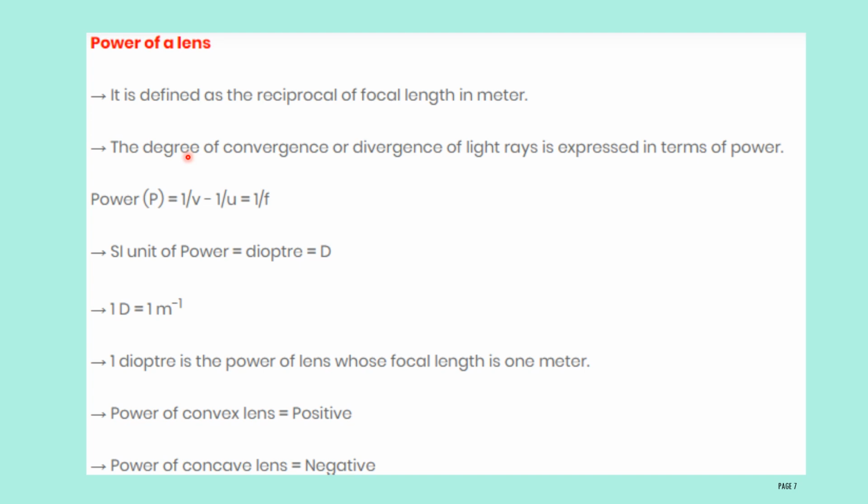Then the formula: P is equal to 1 by v minus 1 by u, which is equal to 1 by f. Then what is the SI unit of power of a lens?